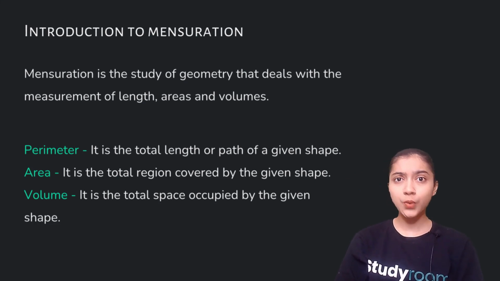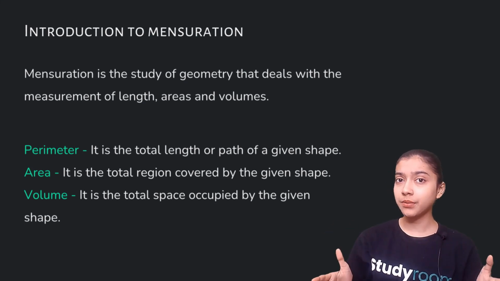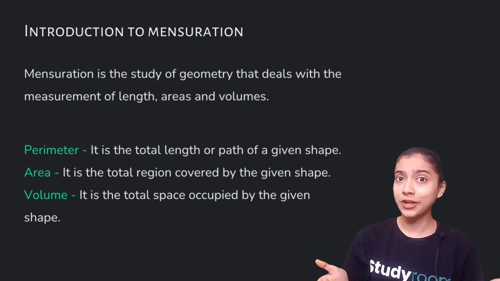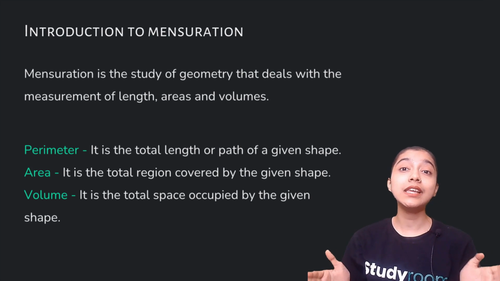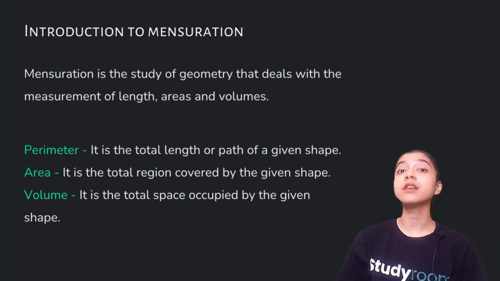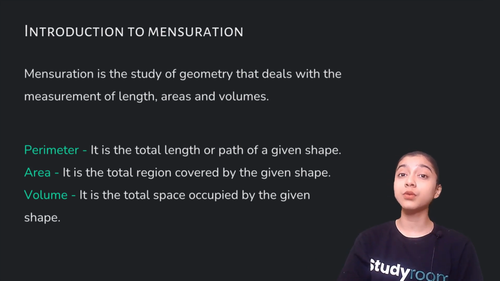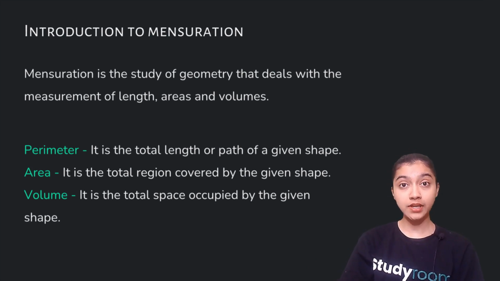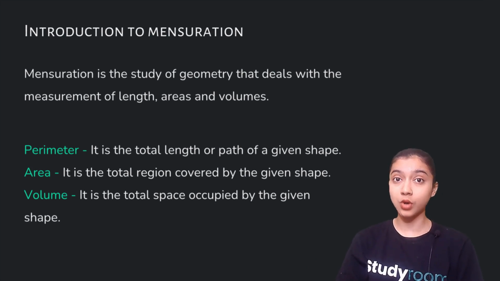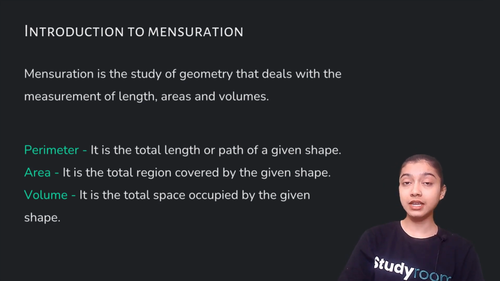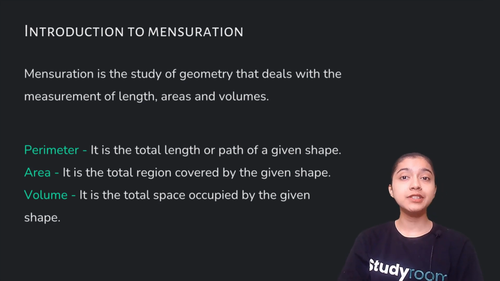Now what is volume? Volume is actually the space that is occupied by a given solid. The total space. If I take a rectangular box, a cuboid of course, and I say that the rectangular box is occupying a space of 10 centimeter cube, then 10 centimeter cube is the volume of that rectangular box because it is the space that the box is occupying. So henceforth we can say that volume is actually the space that is occupied by a given shape.